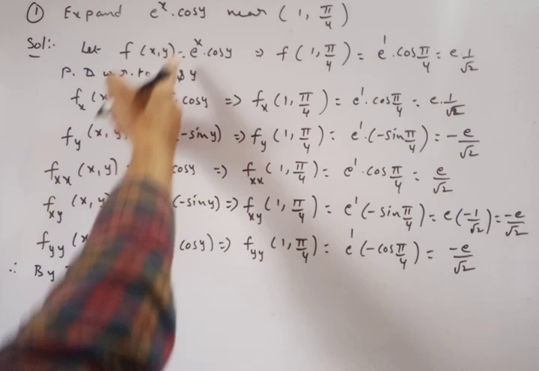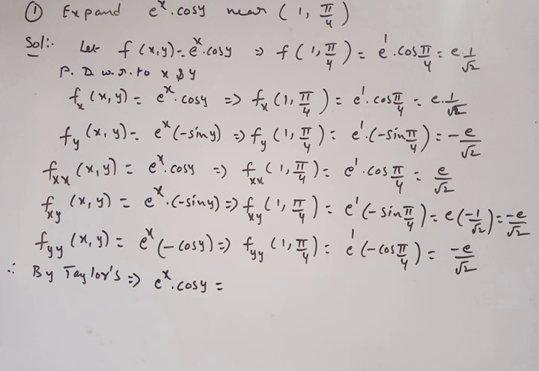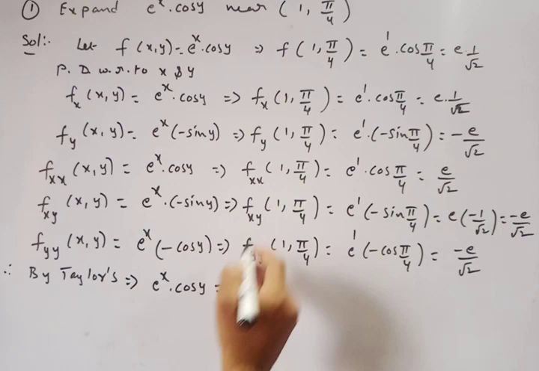What is f of x comma y? e power x into cos y is equal to, what is the formula? f of a comma b, that means first value 1 comma pi by 4. How much is it? e by root 2.